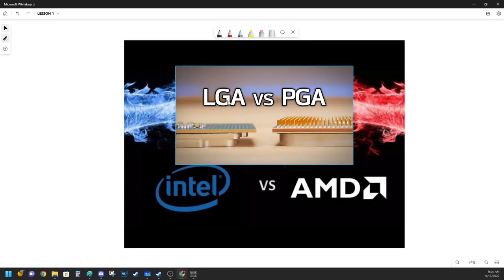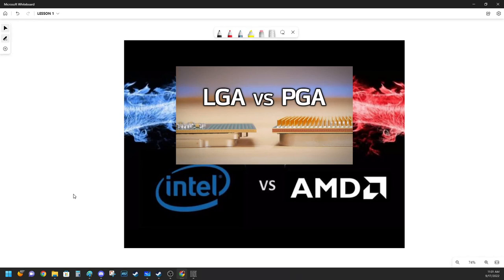All right, looking closely, LGA versus PGA. LGA stands for land grid array. PGA stands for pin grid array. Can you visualize the difference? PGA has pins. LGA has landing pads, right? Now, generally, PGA will be used by AMD, while LGA will be used by Intel. Are there exceptions? Yes. But generally, PGA is AMD.